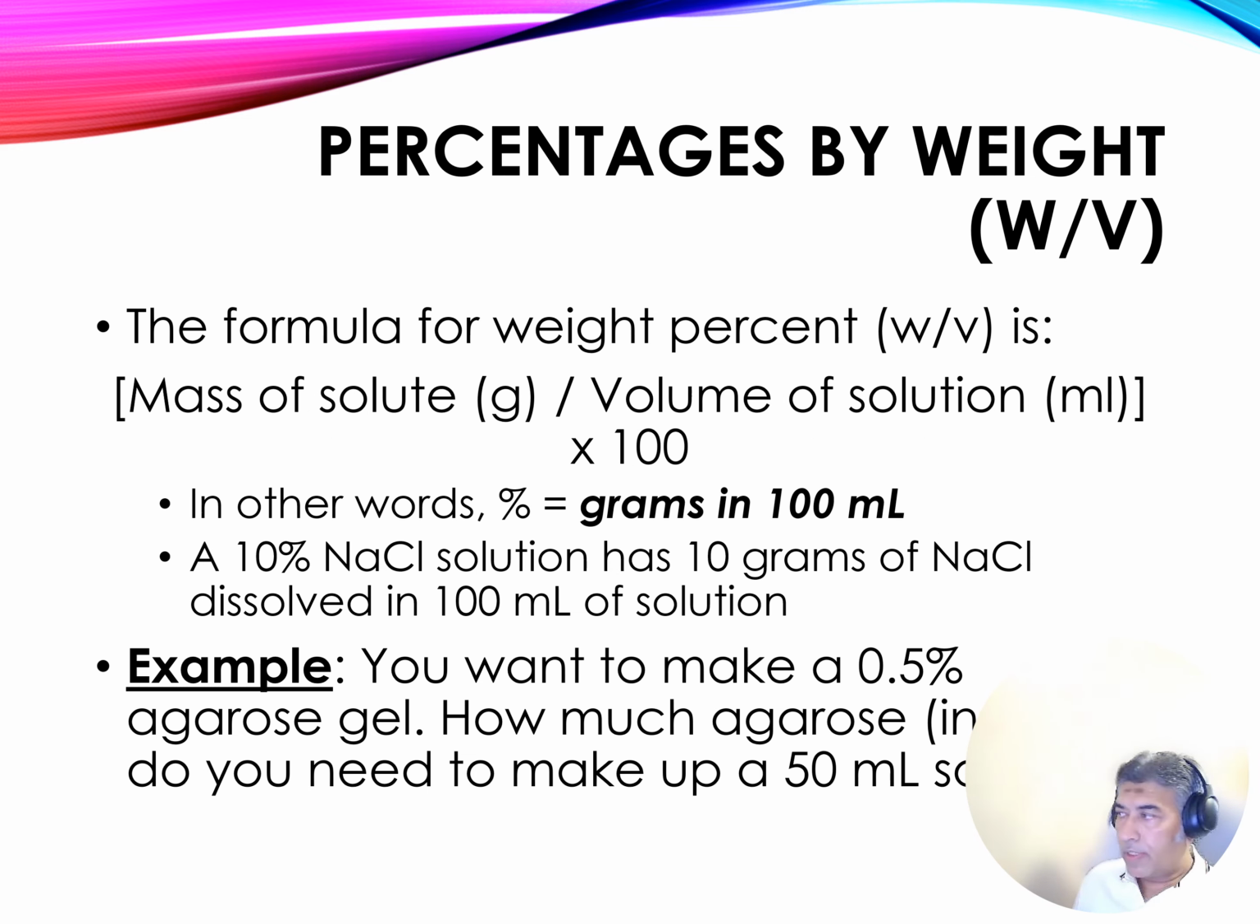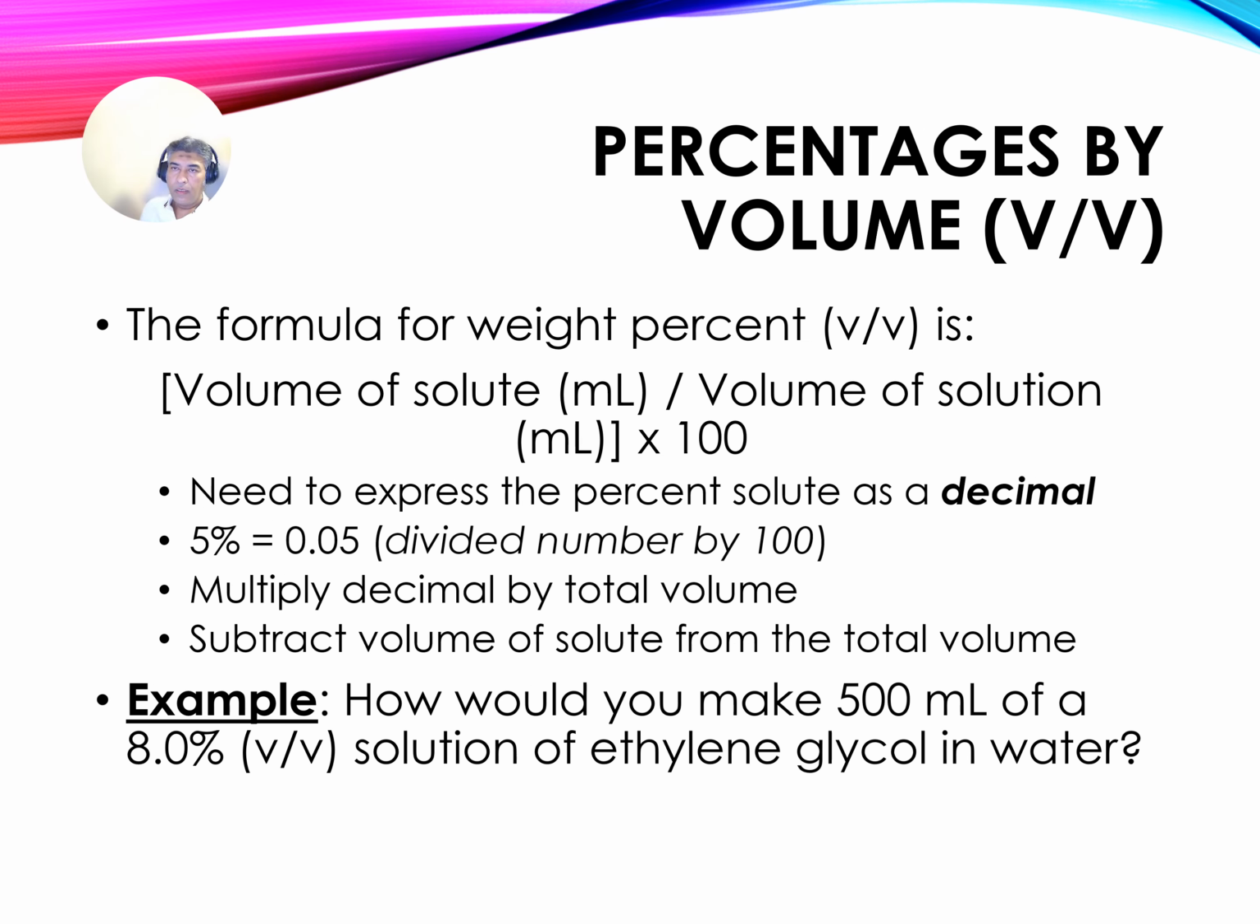Another example is percentage by weight by volume. The formula for percent weight by volume is mass of solute in grams divided by volume of solution in milliliters, times 100. In other words, percentage equals grams in 100 ml. A 10% sodium chloride solution has 10 grams of sodium chloride dissolved in 100 ml of solution. Example, you want to make a 0.5% agarose gel. How much agarose, in grams, do you need to make up a 50 ml solution?